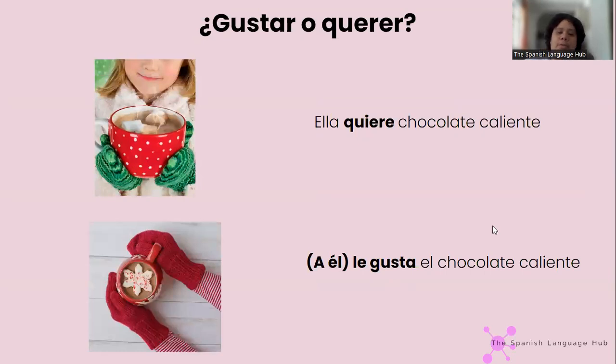Okay, let's see here the difference entre gustar y querer. So, you know, querer is to want in this context here, and gustar is to like. So, ella quiere chocolate caliente. She wants hot chocolate. I'm talking about what she wants, maybe in the moment. And a él le gusta el chocolate caliente. He likes, remember this, a él is optional. He likes hot chocolate. Just telling what he likes.